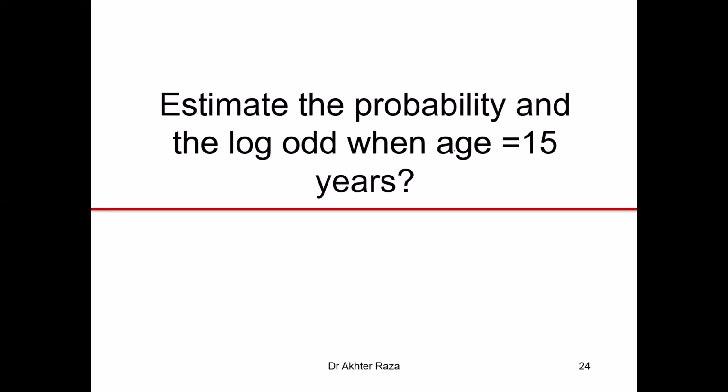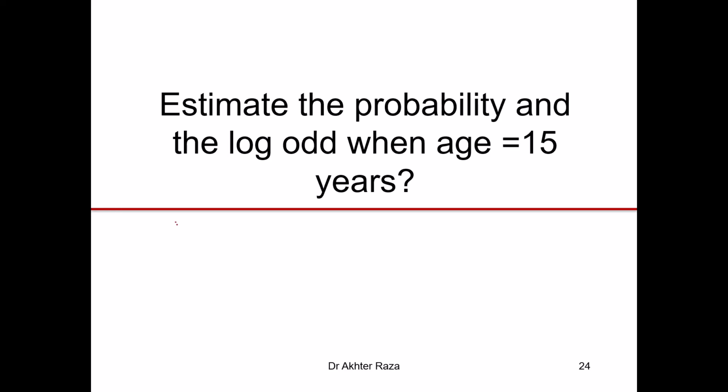Now the estimated probability and the log of odd when age is 15. This is the second part of the question. Firstly, I predicted the value when age is equal to 30. Now it is a problem for you to predict the probability and log of odd whenever the age is 15. So nothing you have to do, just put the value 15 into all of the three equations. You will get the value of probability, the value of logit, and the value of odd ratio. Three values you can determine.